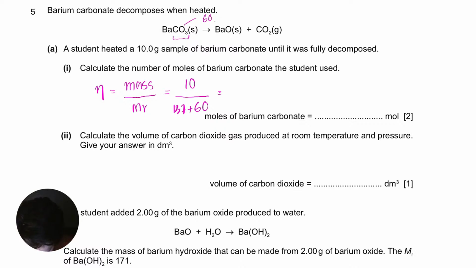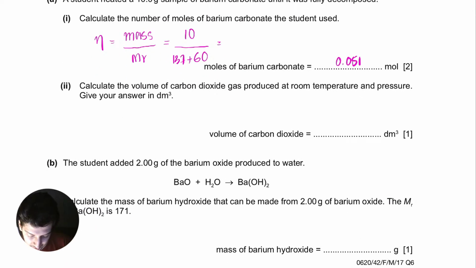10 divided by 197 is 0.051 mole. Calculate the volume of carbon dioxide gas produced at room temperature and pressure. Give your answer in decimeter cube.